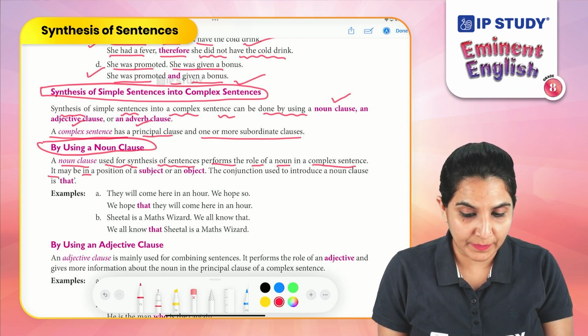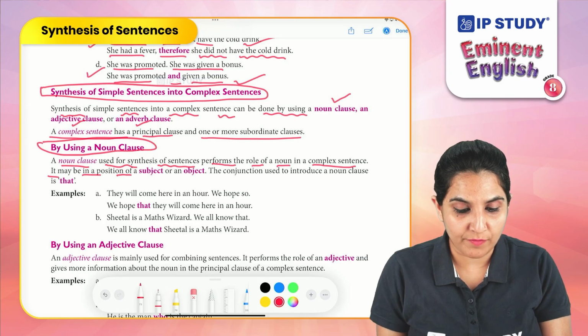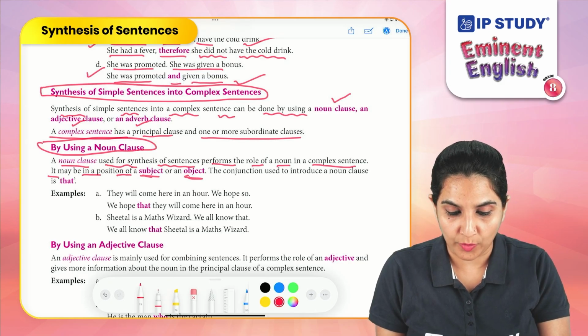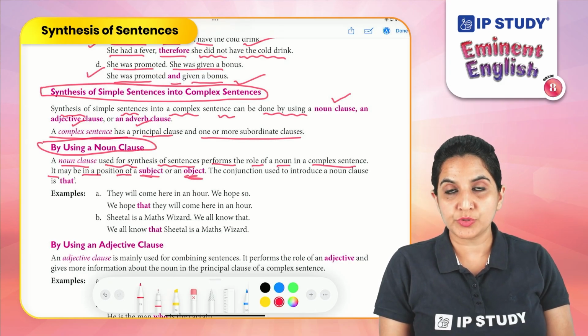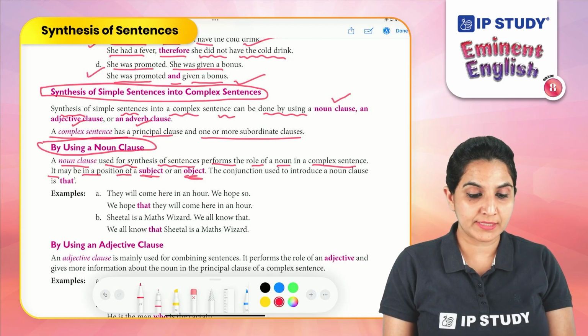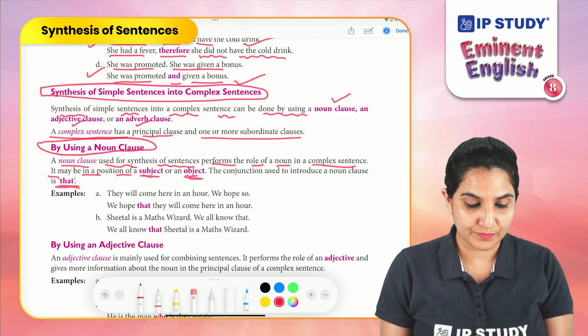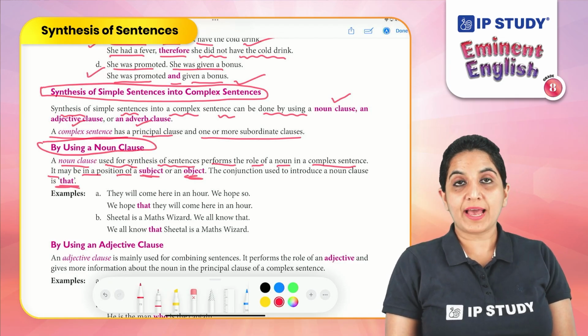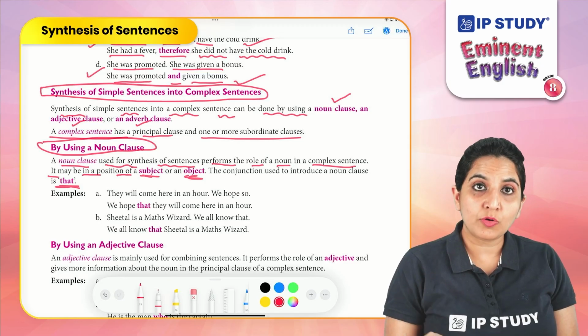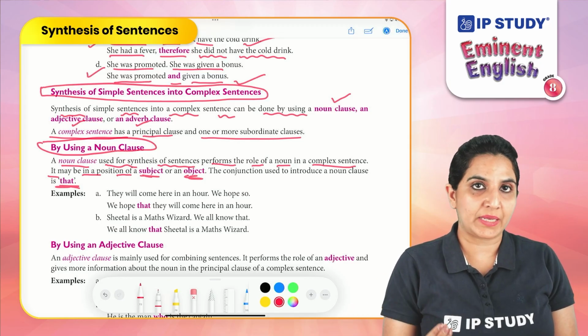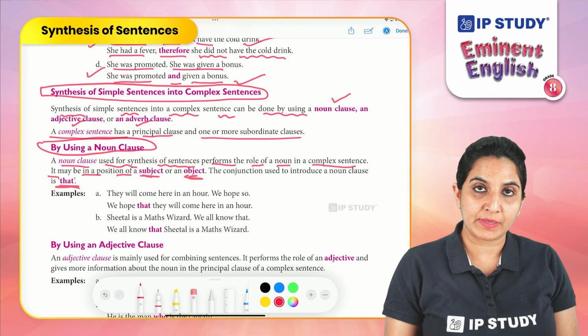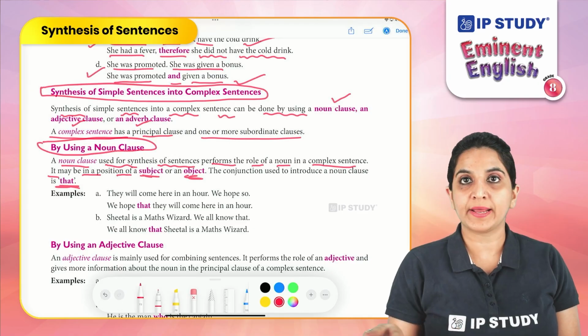It may be in a position of a subject or an object. The conjunction used to introduce a noun clause is that. So, here we have joined a noun clause to a main clause. This can be in a position of a subject or an object.